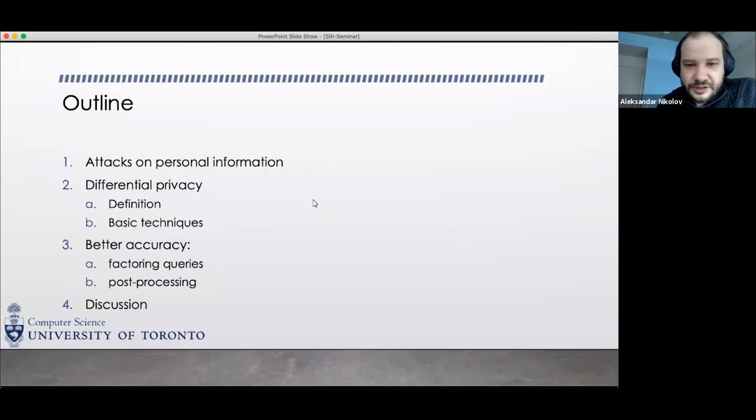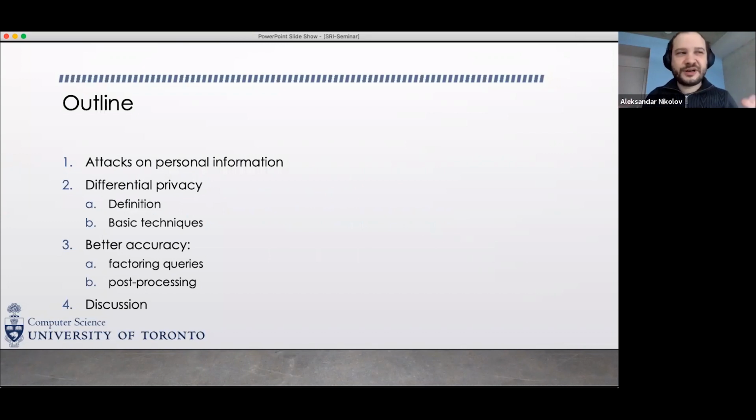Let me start by showing you a high-level outline of what I'm planning to talk about. I'll talk about analyzing personal data with the goal of protecting the privacy of the data. And protecting privacy seems to be one of these things where it's pretty hard to even define what it means to protect privacy, let alone to do it.